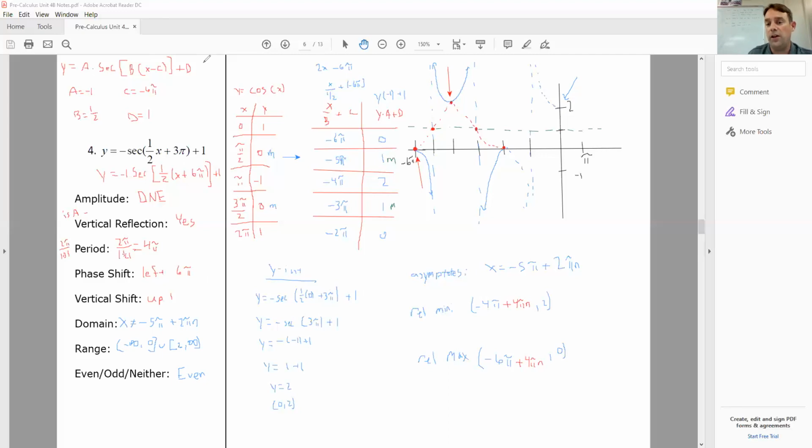So that's the first half of our other trig graphs that we have, and we'll talk about the other ones here in a little bit.